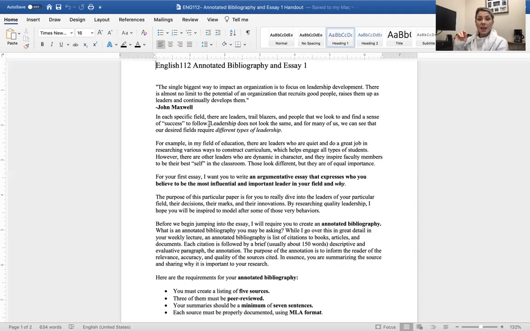Leadership does not look the same. And for many of us, we can see that our desired fields require different types of leadership. For example, in my field of education, there are leaders who are quiet and who do a great job in researching various ways to construct curriculum. That helps them engage all different types of students. However, there are other types of leaders who are dynamic in their character, and they inspire faculty members to be their best self in the classroom. Those look different, but they are of equal importance.